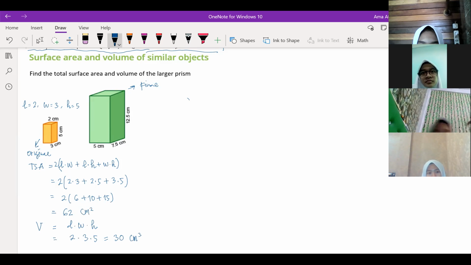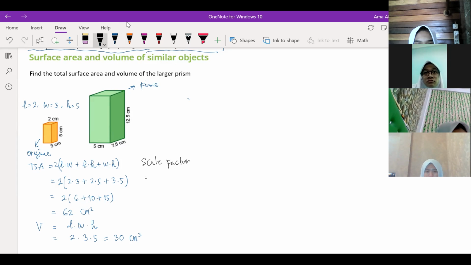After you find this, now let's find the scale factor. The scale factor is, you can take the ratio of the small side from the final. In this case it is the length. It is 5, and here the length is 2, right? So it is 2.5. Okay, so the scale factor is 2.5.